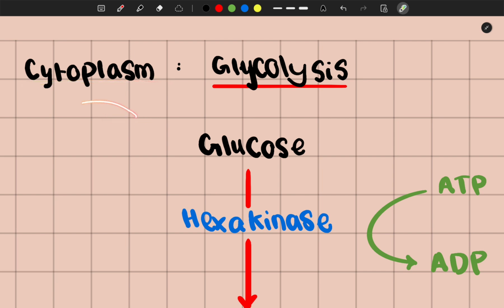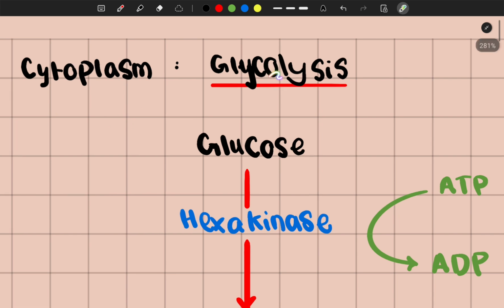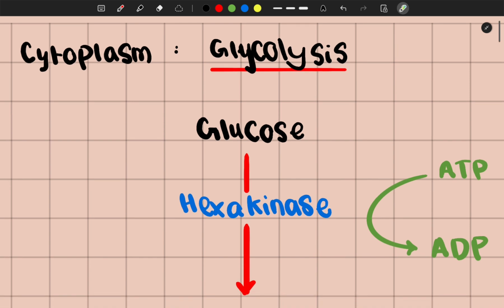So let's say this is the cell. As the glucose molecule enters the cytoplasm of the cell, it undergoes glycolysis. The word glycolysis literally means the splitting of glucose, as lysis means splitting. So glycolysis, the splitting of glucose. And now we're going to see what the splitting actually means.